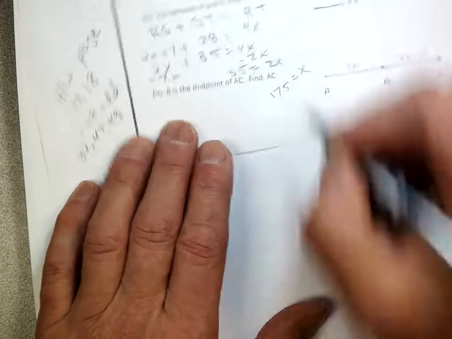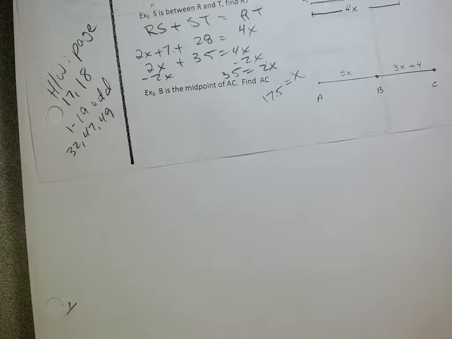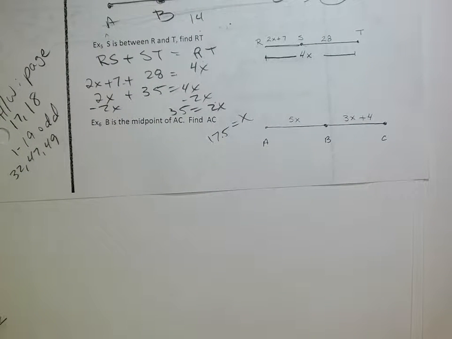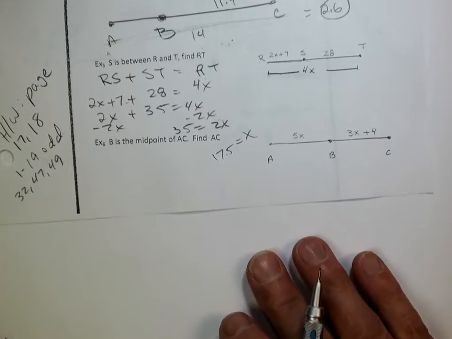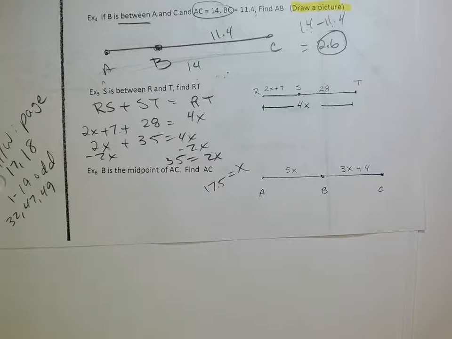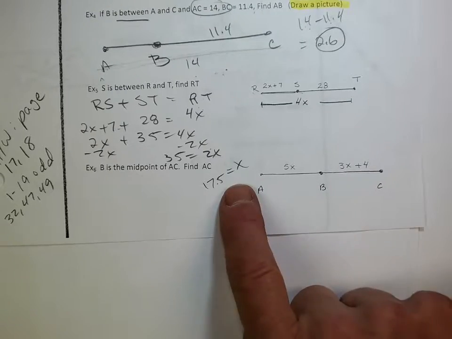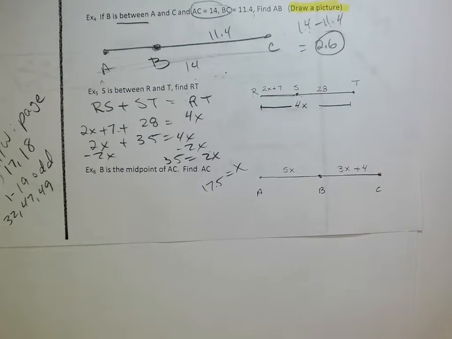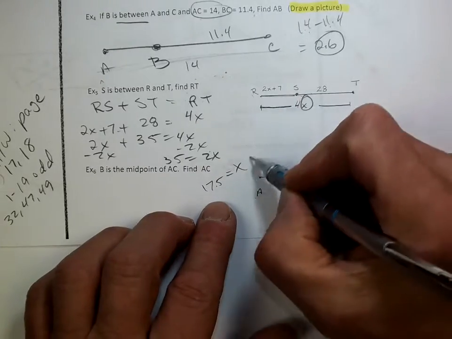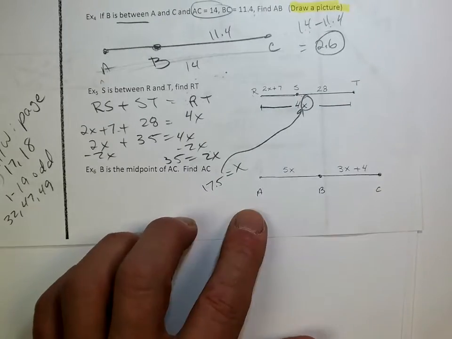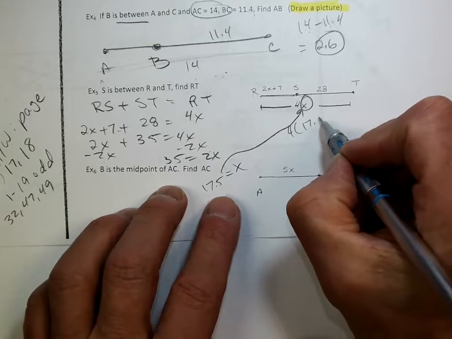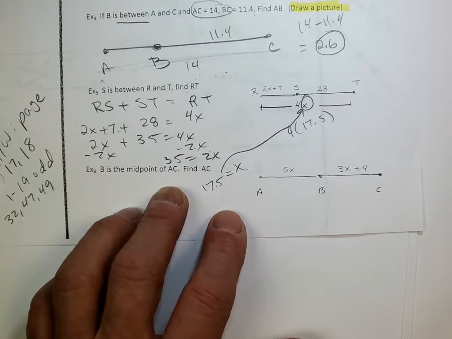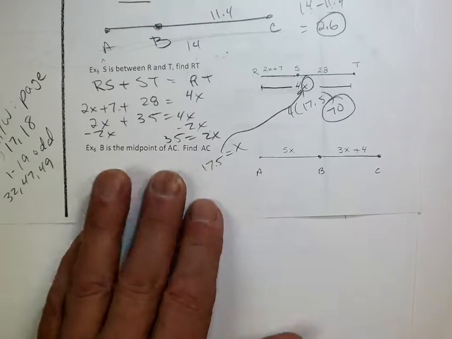Okay, is that the answer? No, thanks, Kurt. x, yeah, that's not the answer. What's the question? So 17.5 is not the answer. What's the question? Find RT. So RT is 4x, right? So let's put the 4x in there. So I'm going to go 4 times my 17.5. 4 times 17.5, and I get an answer of 70. Okay, that's the answer.